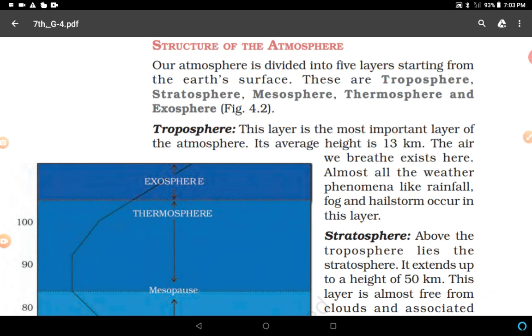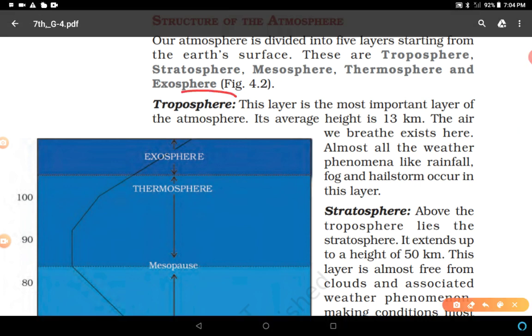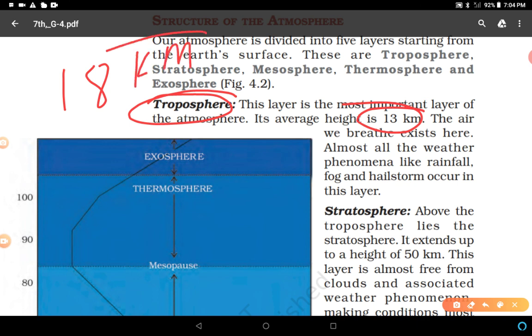Almost all the weather phenomena like rainfall, fog, hailstorm occur in this layer, and due to this, all weather phenomena such as condensation, precipitation, storms also occur there. The main feature of the troposphere is that its average height is 13 kilometer, but its height from the land surface differs from 8 to 18 kilometer.